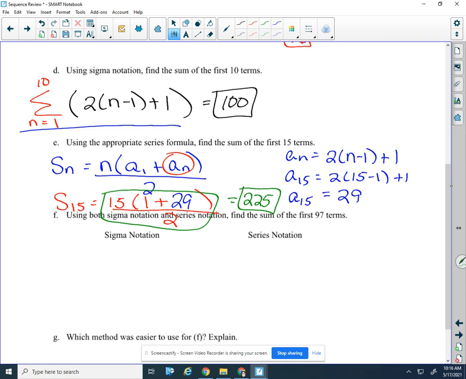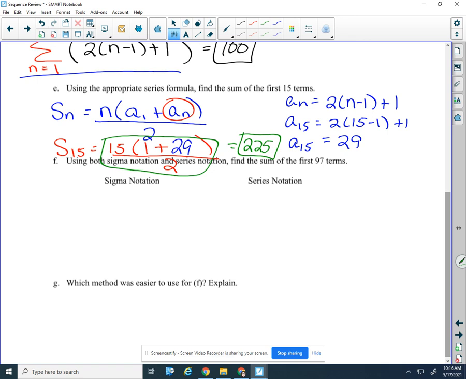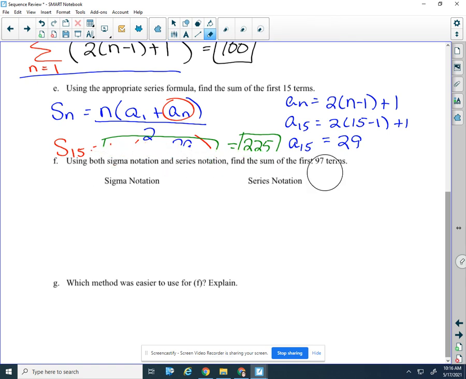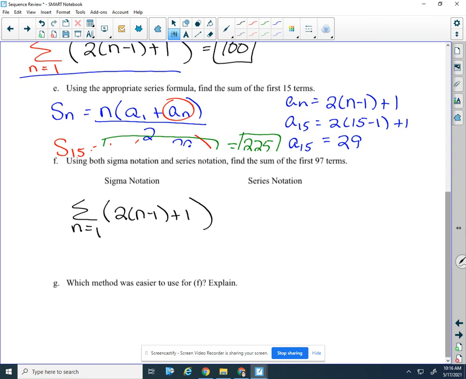Now part F, this is just a little bit more practice. Same stuff. Using both the sigma notation and the series notation, find the sum of the first 97 terms. So sigma notation, we're going to start with our first, and I'm going to use my explicit formula again. And since we're finding the first 97 terms, I'm going to put a 97 up here. And very carefully put that into your calculator, and you get 9409.